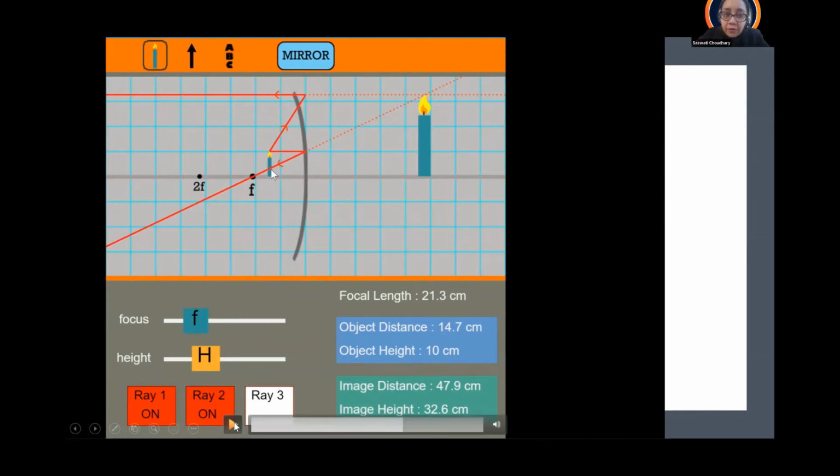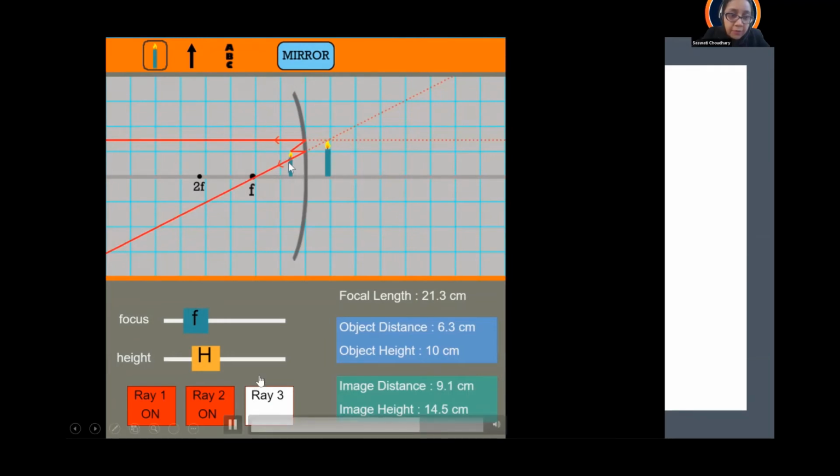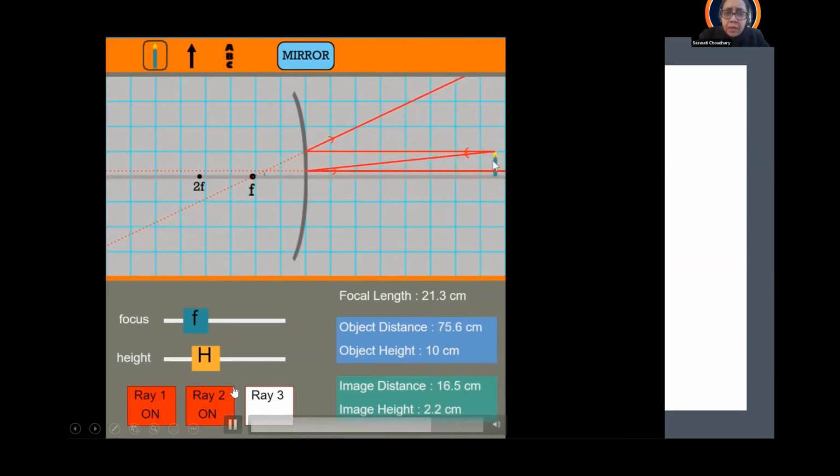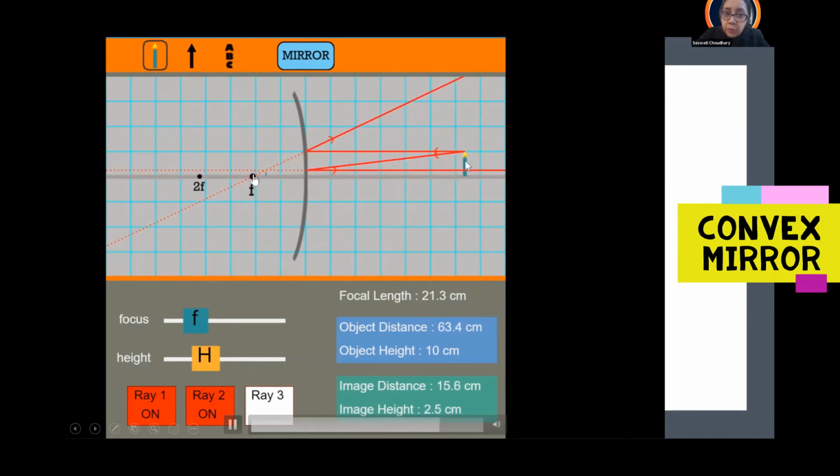Now let's take the next case, a convex mirror. So what happens for a convex mirror? Let's drag the object further to the convex part of the mirror. In a convex mirror, it is very easy for us to remember that wherever you keep the object, the image is formed between f and pole. That is the focus and the pole.